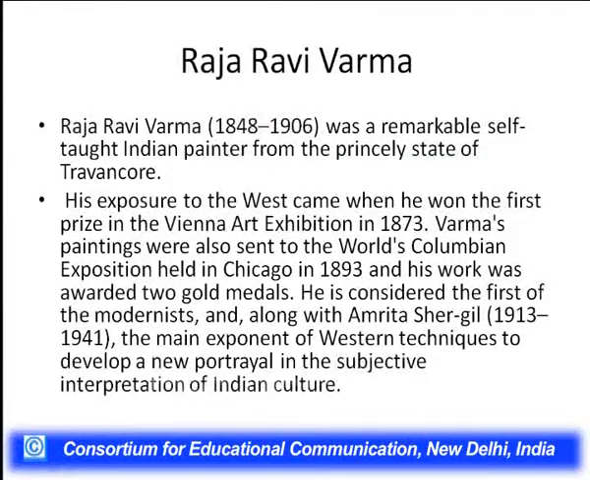Welcome back, friends. As I told you, we would be beginning the discussion with the famous painter Raja Ravi Varma. Raja Ravi Varma, whose time span extends from 1848 to 1906, was a remarkable self-taught Indian painter from the princely state of Travancore. His exposure to the West came when he won the first prize in the Vienna Art Exhibition in 1873. Varma's paintings were also sent to the World's Columbian Exposition held in Chicago in 1893, and his work was well appreciated, where he got gold medals also.